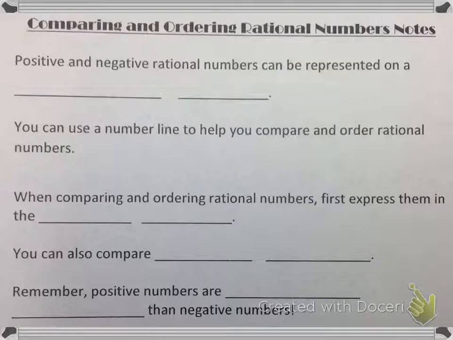Positive and negative rational numbers can be represented on a number line. You can use a number line to help you compare and order rational numbers. When comparing and ordering rational numbers, first express them in the same form.